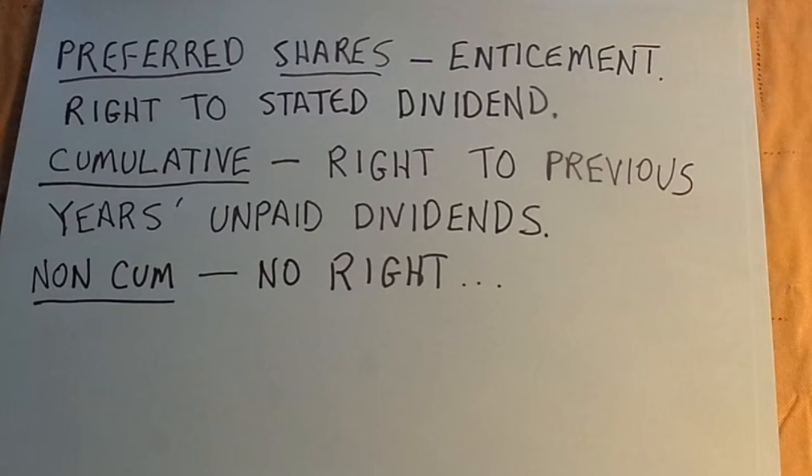Cumulative preferred shares receive rights to share for any period of dividends missed. So if dividends weren't provided for 2 or 3 years, when they are provided, if it's cumulative preferred, the preferred shareholder receives all 3 years of dividends before common shareholders receive any. And if it's non-cumulative, there's no right to dividends.